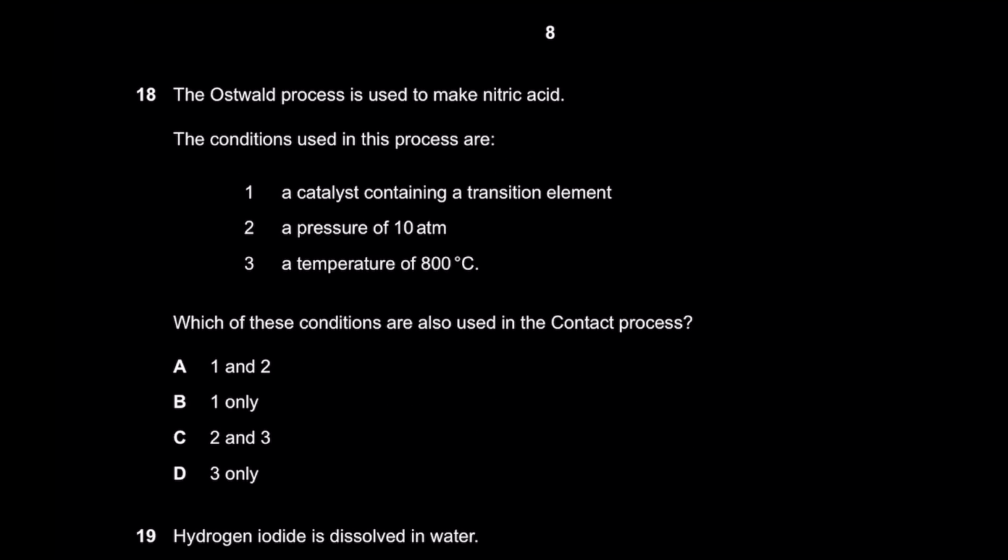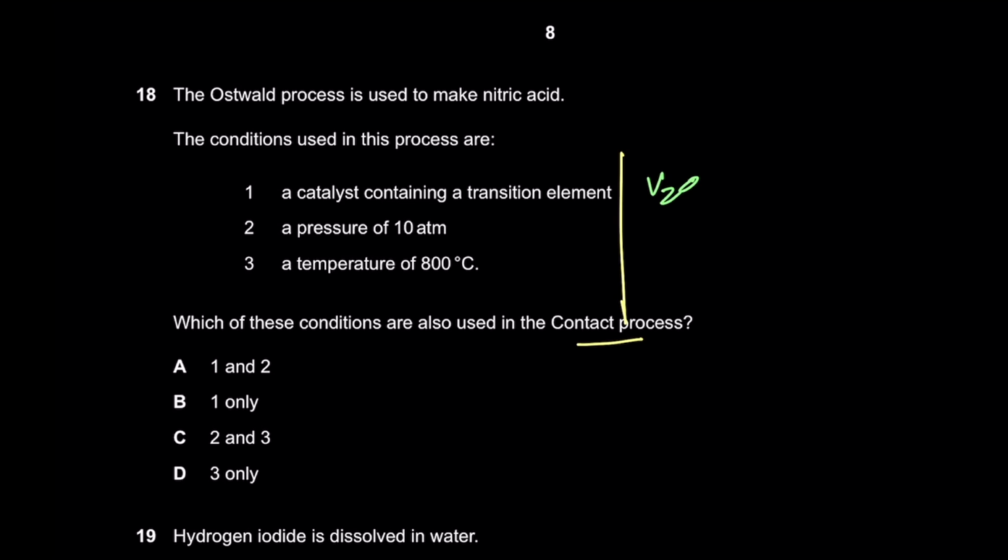Moving on. The Ostwald process is used to make nitric acid. They're just using jargon at this point. To be very honest, it's just confusing you with these huge words. Ostwald. Don't get confused. Just think about the requirement of the question. It says a catalyst, a pressure, a temperature. Which of these conditions are used in the contact process?